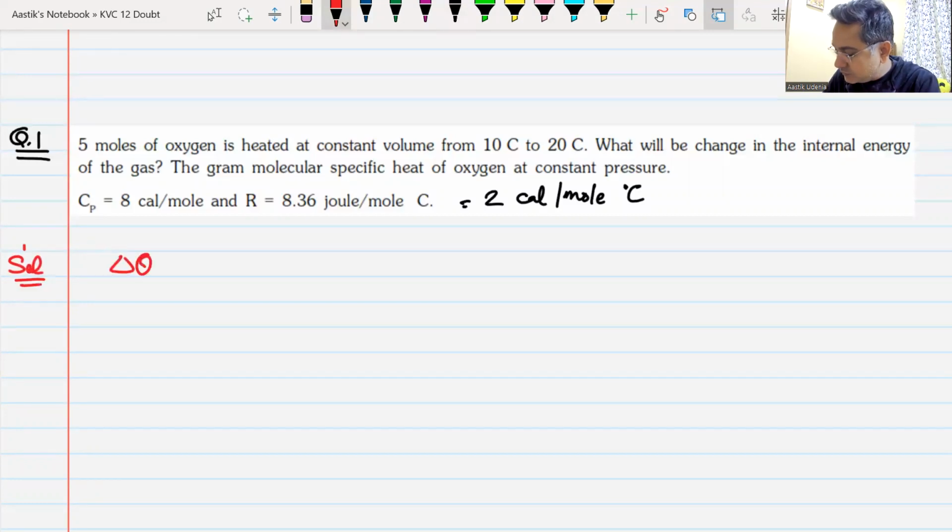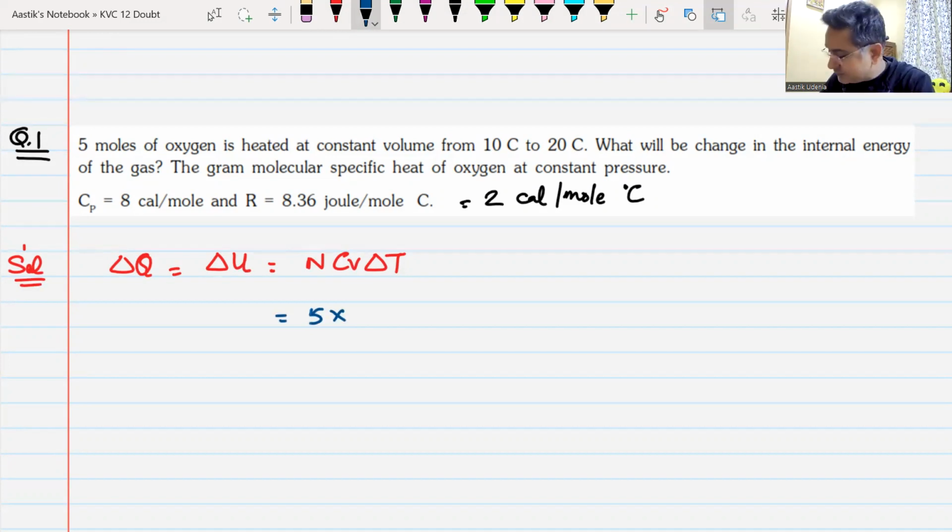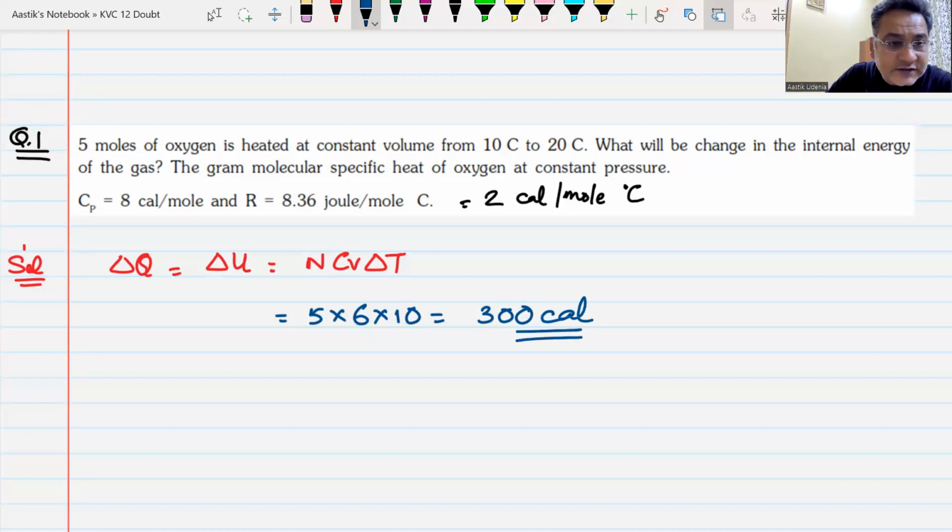Cp minus CV is equal to R, sir. So delta U is equal to n CV delta T. I just put the values. n is 5. CV is how much? 8 minus 2, 6, sir. Multiplied by change in temperature, 10 degrees. The answer is simply 300 calories. That is the answer that I was looking at. Do we understand this? Yes or no?